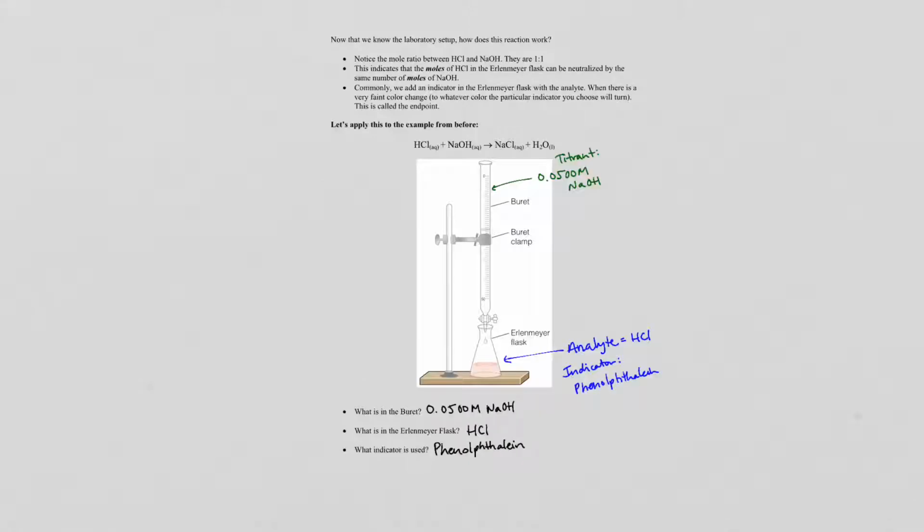Okay, so now that we've done all that, we can say how many moles of NaOH were added to the Erlenmeyer flask, because we said we had a 1-to-1 mole ratio. So now we can determine how many moles of NaOH were added to the Erlenmeyer flask. Remember, in the problem it said 13.60 milliliters of 0.0500 molar NaOH neutralized our acid.